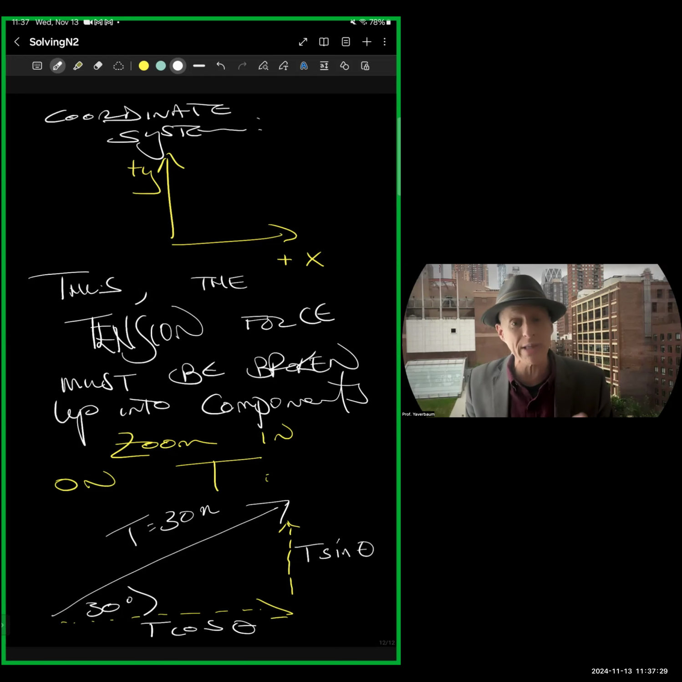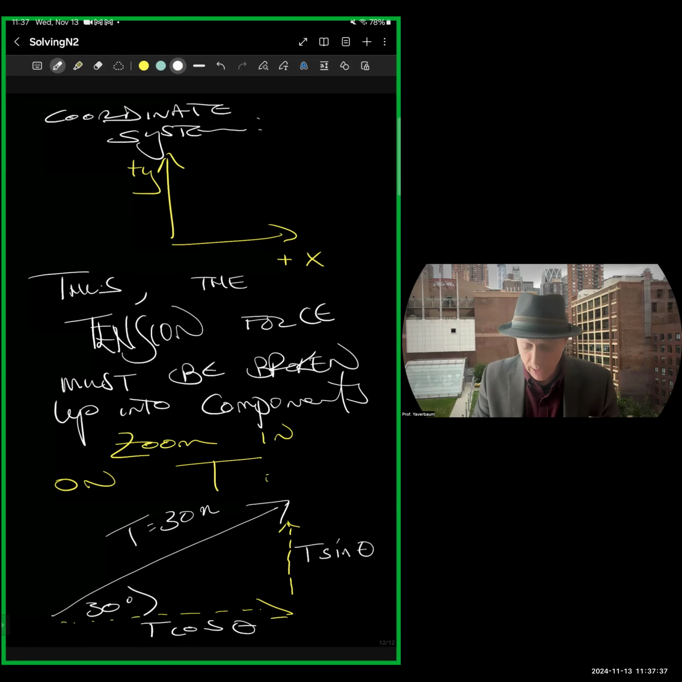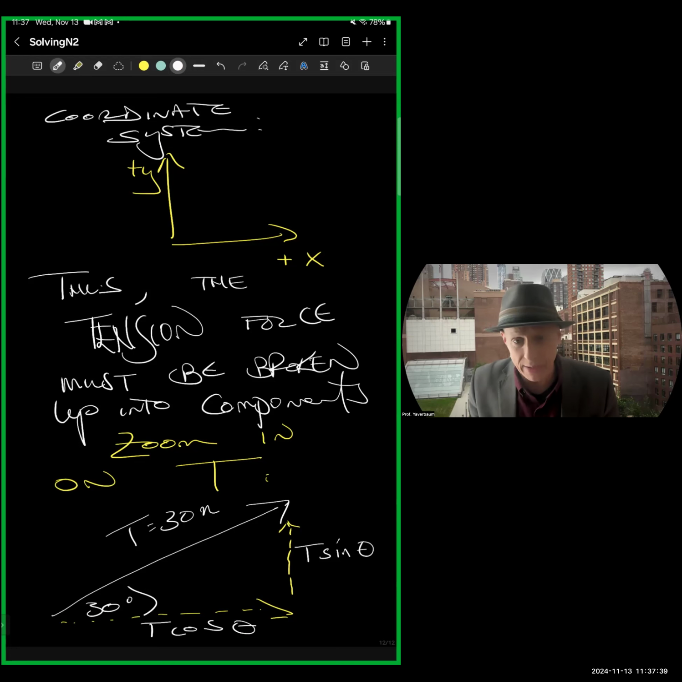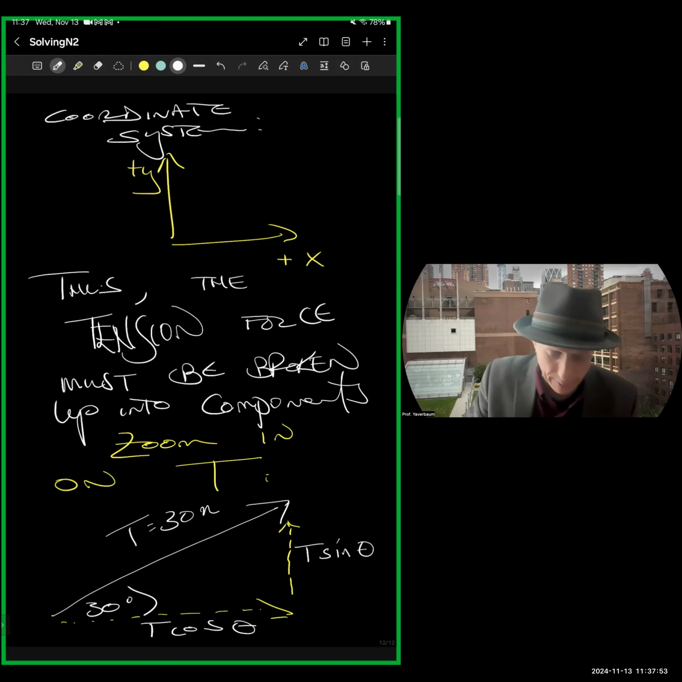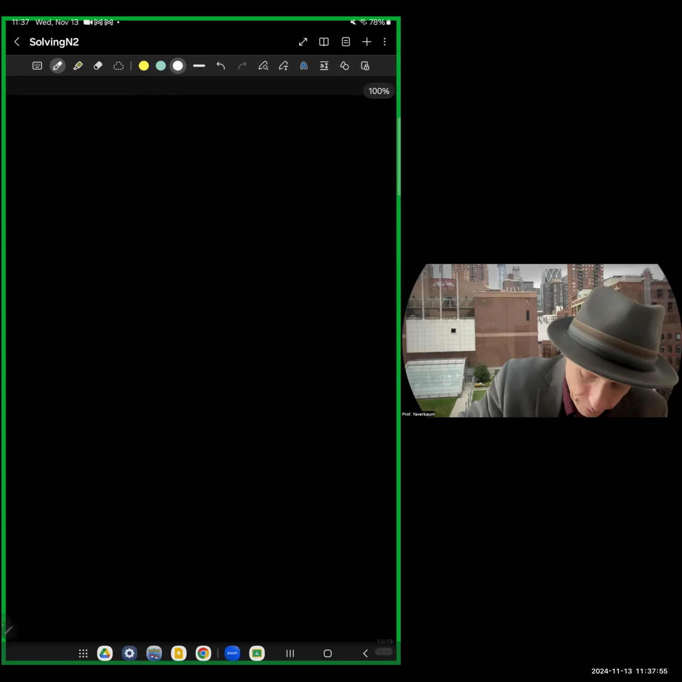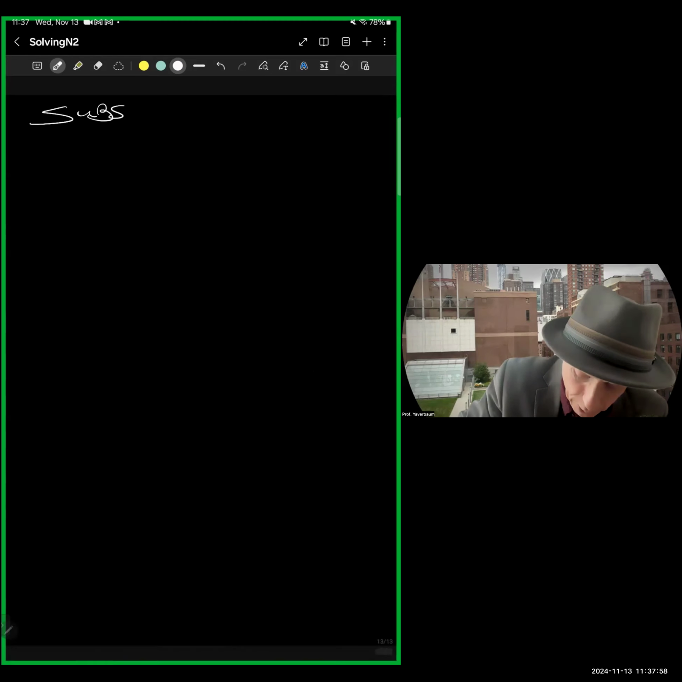So what do I do with that? I substitute back into my diagram. And this is just a mistake people make a lot. I'm saying that the one hypotenuse is equivalent to the two legs. Either way, we're expressing the same action. So I go back and revise my free body diagram. I turn it into a component diagram. So I substitute into the component diagram.